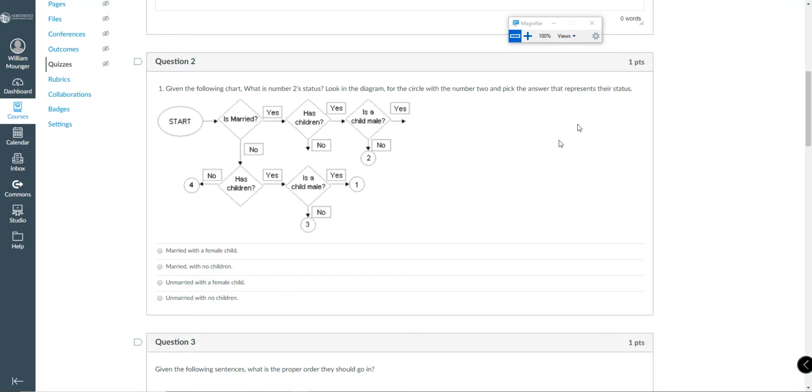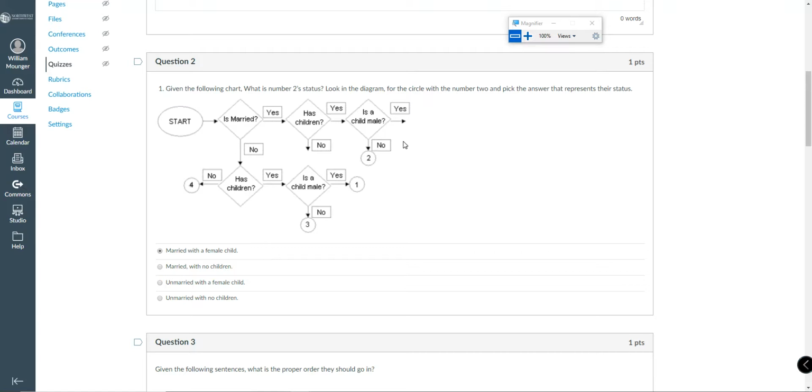Now, question two. Given the flowchart, what is number two's status? Well, number two is here. And if we just back up, we can pretty much figure out what they are. Let's see here. We go here, and it looks like this is the path to get there. So, are they married? Yes. Do they have kids? Yes. Is it a male? No. So they're married with a girl, a female child, basically.